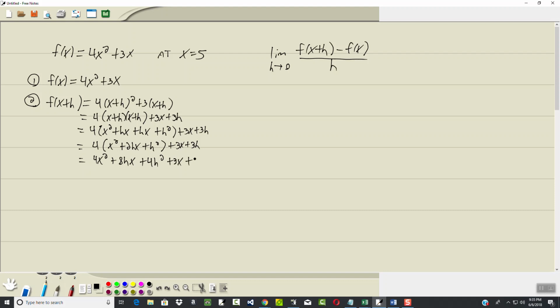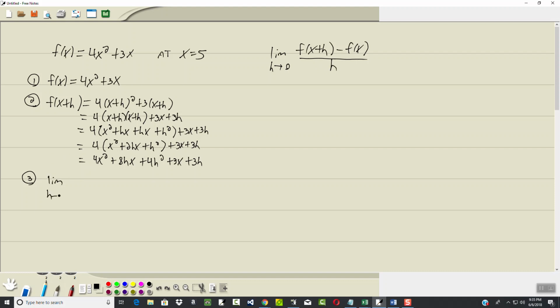You're going to see in the next section that you no longer do it the hard way. You use the shortcuts for these, the derivative rules. Now step 3, now that we've found f of x and f of x plus h, is to plug it into this formula and then eliminate the h in the denominator, and then plug in our value.